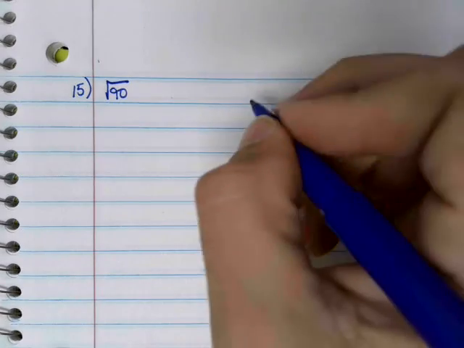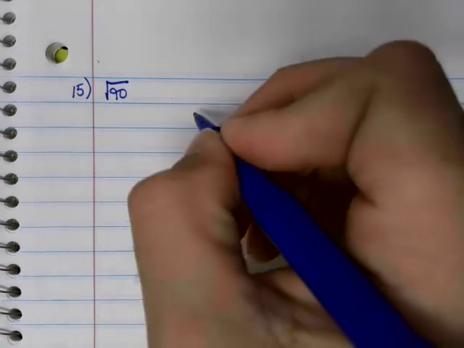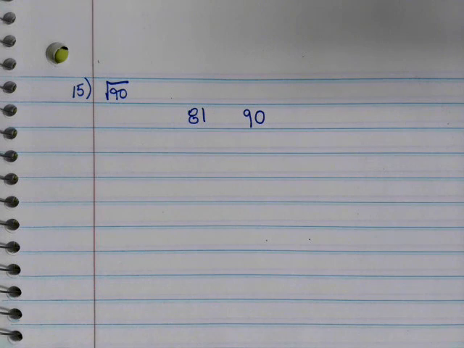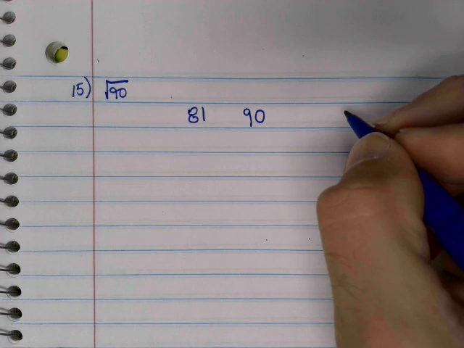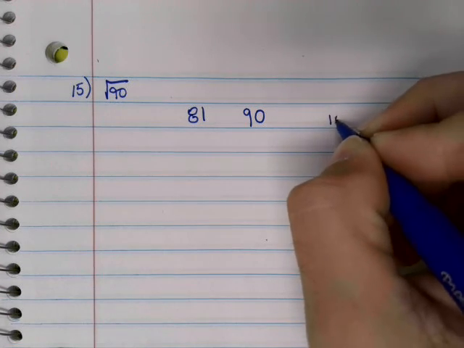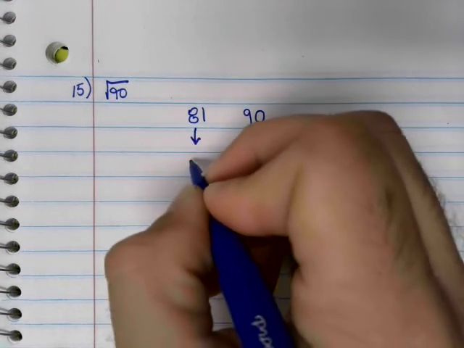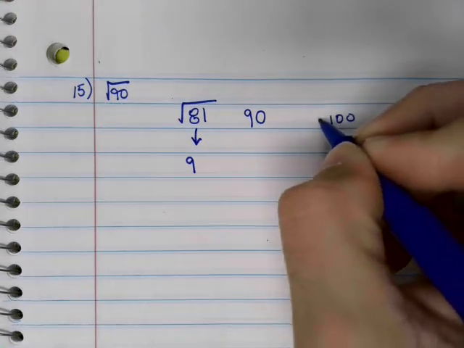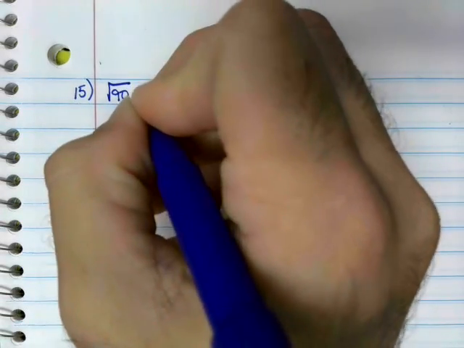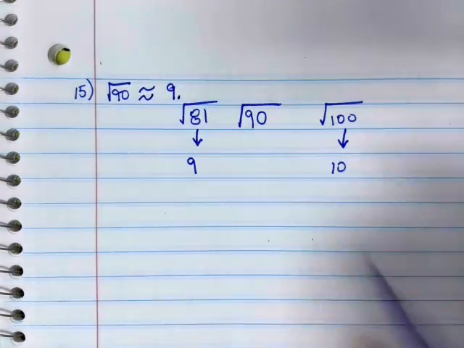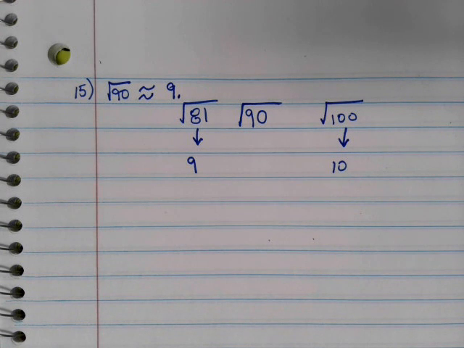So if you think about one of the examples we did earlier, I told you guys that the square root of 81 was 9. So I know that 81 is going to be a perfect square. 9 times 9 is 81. So what's 10 times 10? That's going to be the one that's above it. It's 100. So I know the square root of 81 is 9, and the square root of 100 is 10. So my answer is going to be about 9 point something. Now we have to figure out that something.